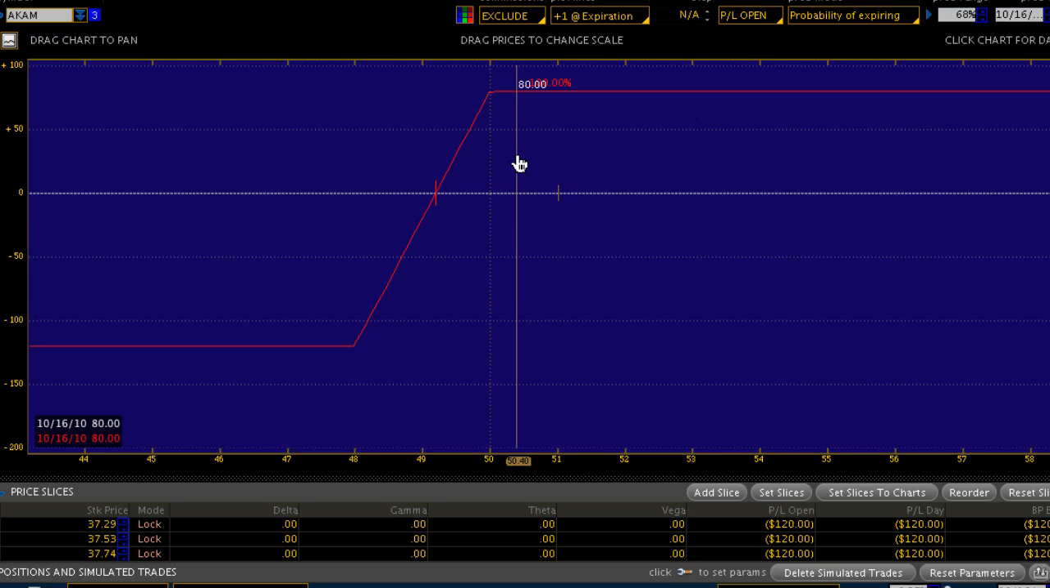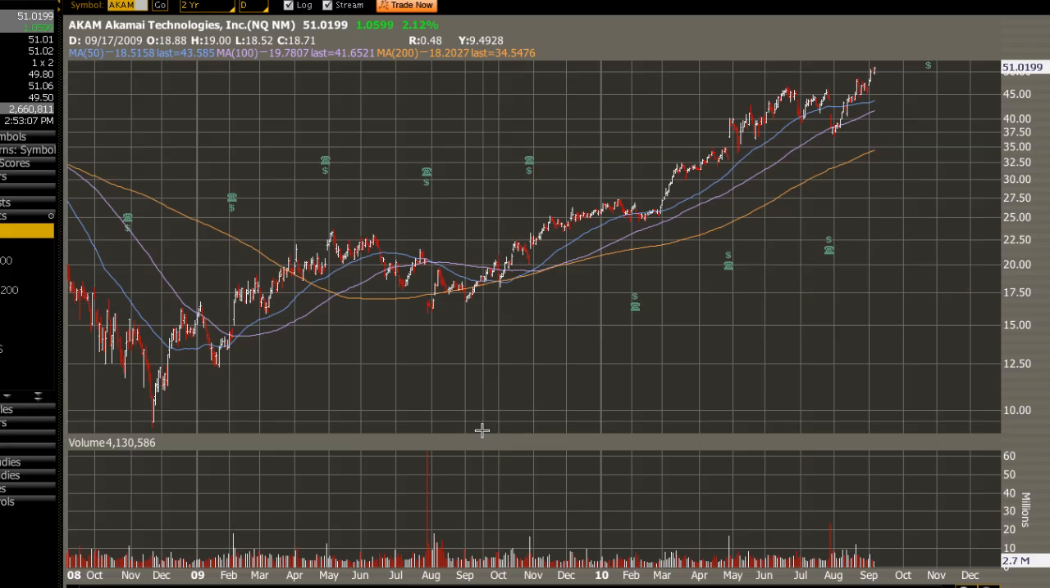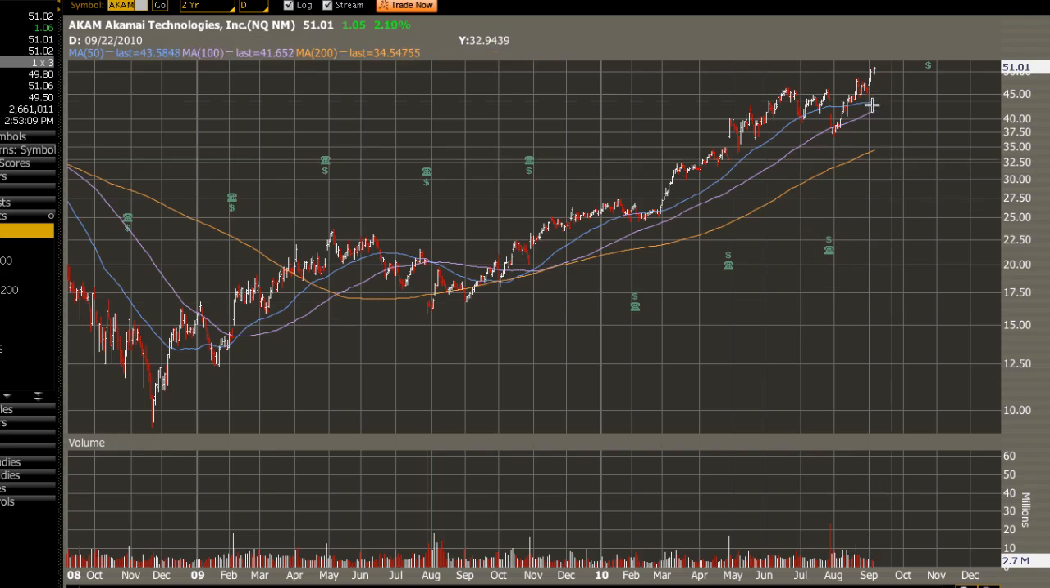So let's take a look at the stock chart and plot out our break even as well as our max gain area and take a look at why we're even entering this spread in the first place. So here is a 2-year bar chart of Akamai, AKAM. Up here at the top, we've got our price action in the stock for the past 2 years, and below that we have volume. These colored squiggly lines, if you will, are moving averages, the orange being the 200-day moving average, purple 100-day moving average, blue 50-day moving average.